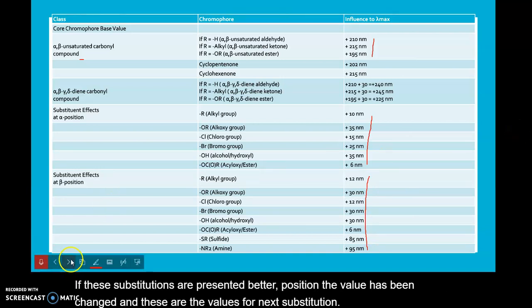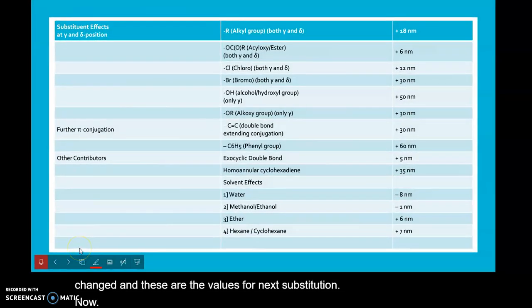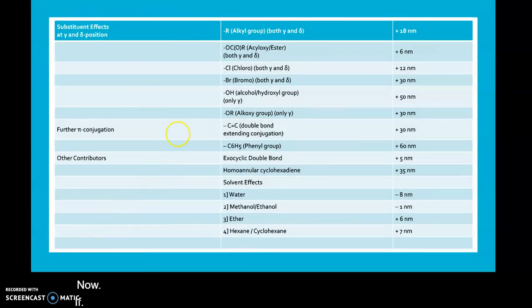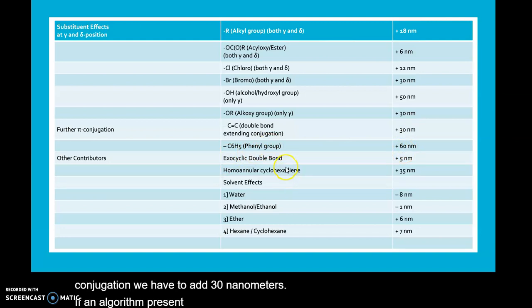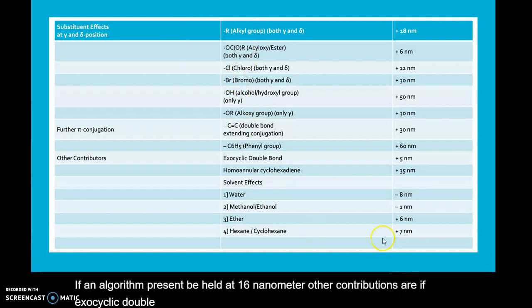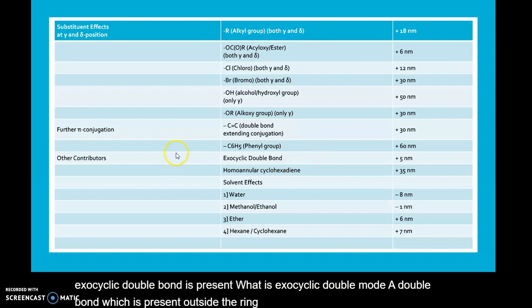Now, if further conjugation is present, that means there is an extension in conjugation, we have to add 30 nanometer. If a phenyl group is present, we have to add 60 nanometer. Other contributions are what? If an exocyclic double bond is present. What is an exocyclic double bond? A double bond which is present outside the ring is called an exocyclic double bond.